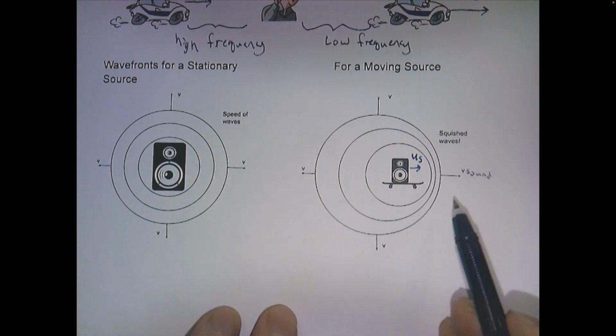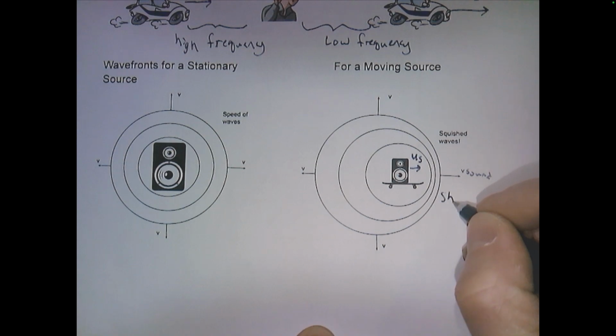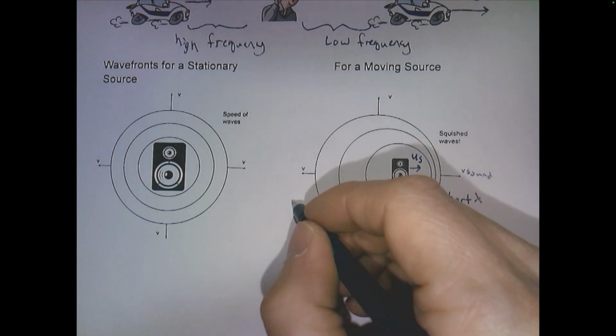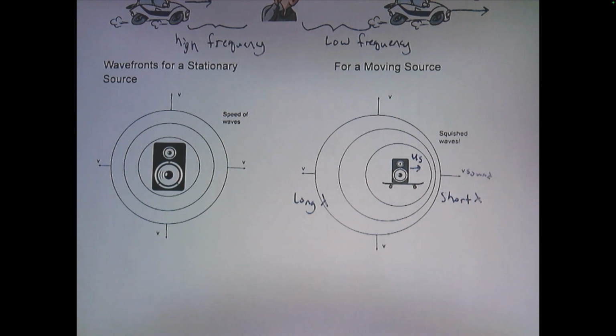Okay, and so as it moves, what it does is it ends up bunching these circles together. So we can see visibly that the spacing between the crests is really small. We have a short wavelength, a short lambda over here, and the waves are really spread out behind, so we have a long wavelength over here, behind the source. So if the source was moving towards you, you'd see waves that are very close together, and if it's moving away from you, you'd see waves that are spread apart.